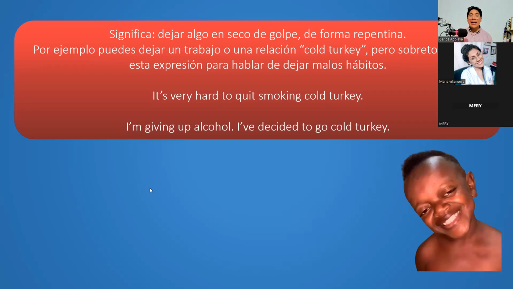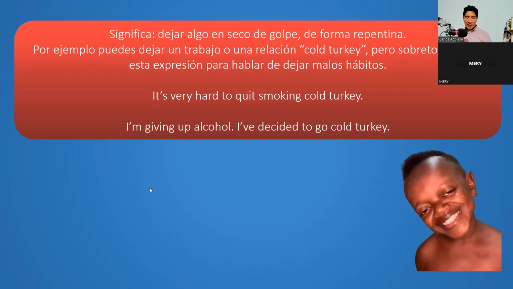Please, Mary, lee la oración número 1. It's very hard to quit smoking cold turkey. Tradúcelo. Es muy difícil dejar de fumar. ¿De fumar qué cosa? De un solo acto, de golpe. Oye, no puedo dejar esto de golpe. So, it's very hard to quit smoking cold turkey. ¿Te diste cuenta? To quit algo cold turkey. Dejas algo pavo frío. Next example, I'm giving up alcohol. I've decided to go cold turkey. He decidido dejar el alcohol de una vez, de golpe.